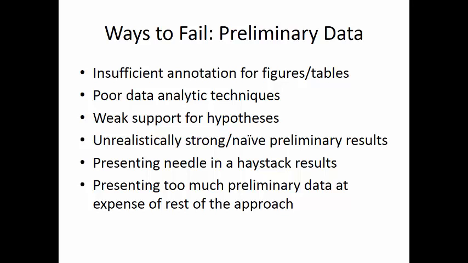Some of the other concerns: one is unrealistically strong or naive preliminary results, which often goes hand in hand with presenting needle in a haystack results. A lot of times I see people with very large-scale molecular data analyses present the one thing that actually came out, but don't give you an idea of how many analyses it took to get to that one thing. You have to provide a context for how many things you've looked at before you found the thing that you're going to be talking about, and give confidence that the strength of that finding isn't just because you looked at 10,000 different things.